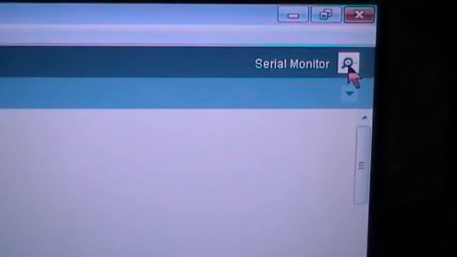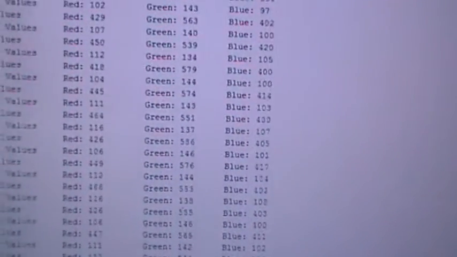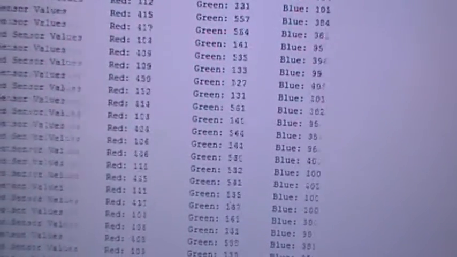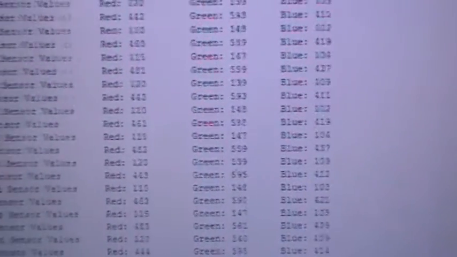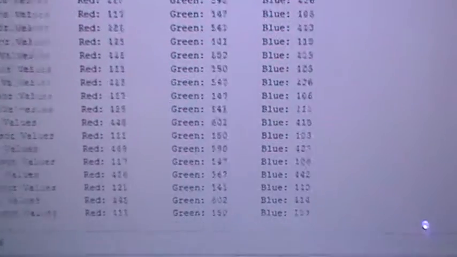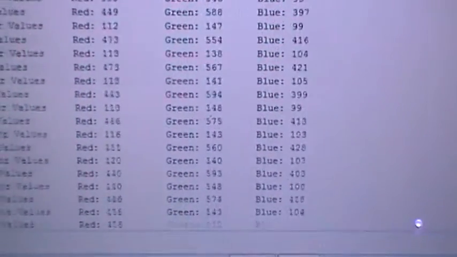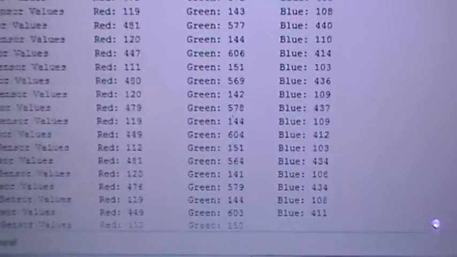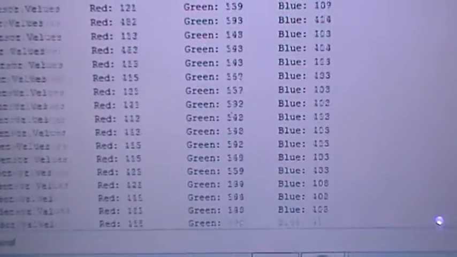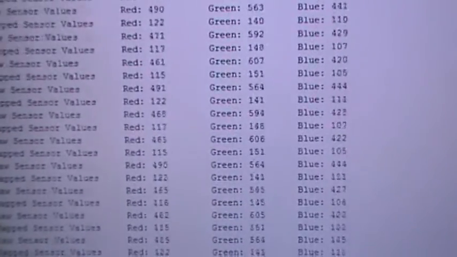So basically that's all about it. If we take a look at the serial monitor in here, we can see it measures the raw and mapped sensor values, red, green and blue, as we are using here red, green and blue photoresistors. These numbers would change if I change the light capacity in the room, which I did before. When I make some pressure on the red or green or the blue resistors, they might change.